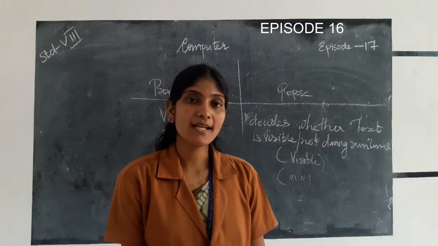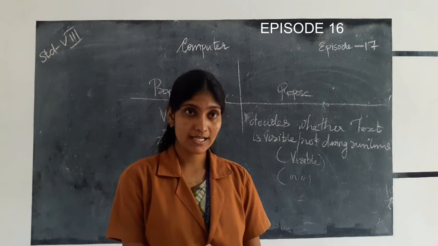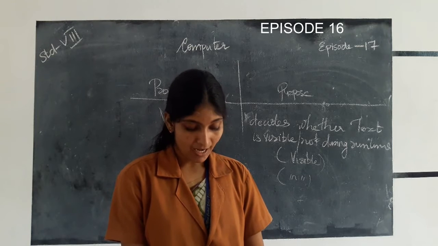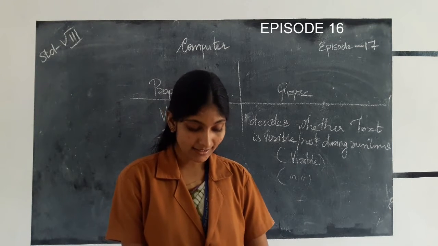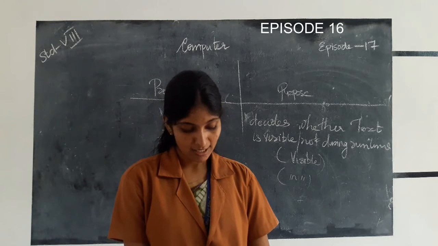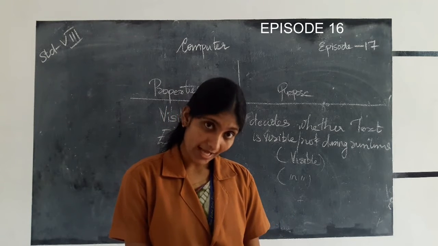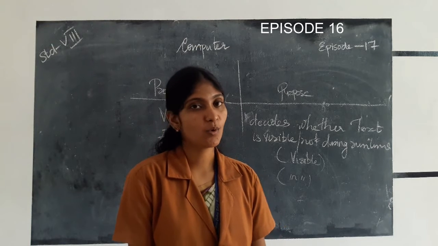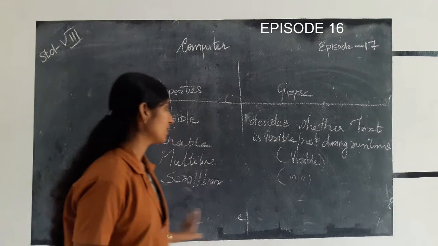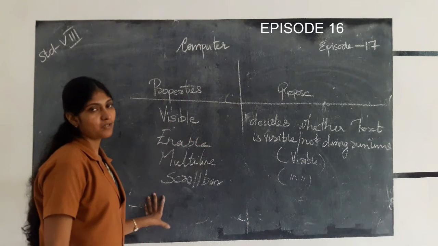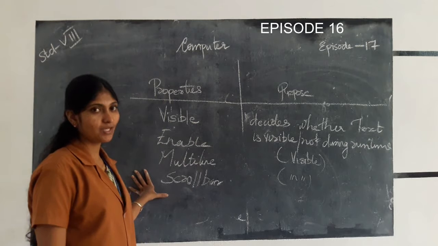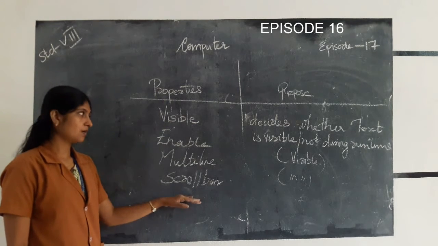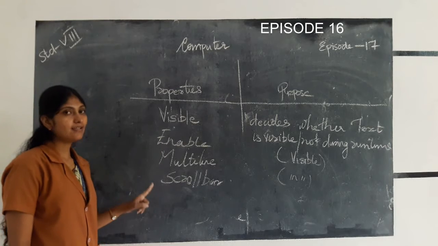So scroll bar is a property which we can add to the text box, to view the text that is more than what can be accommodated in the text box. So which property can we use? Scroll bar property, to view the whole content or whole text present in a box. That is the property of scroll bar. So enable multi-line scroll bar.